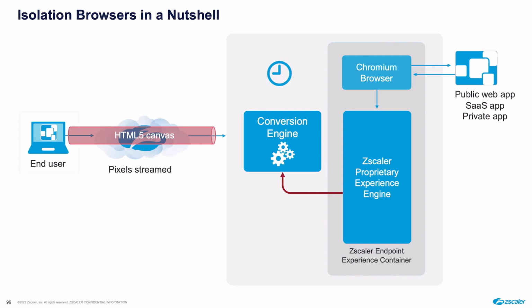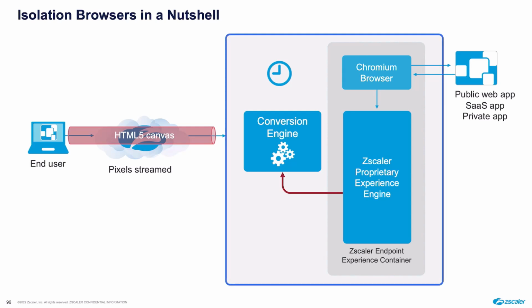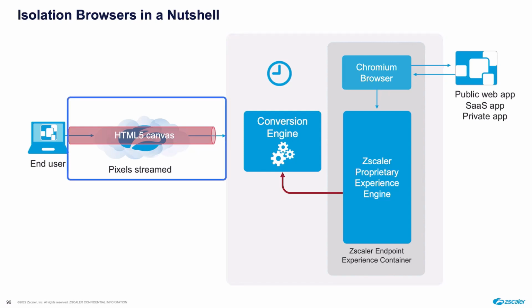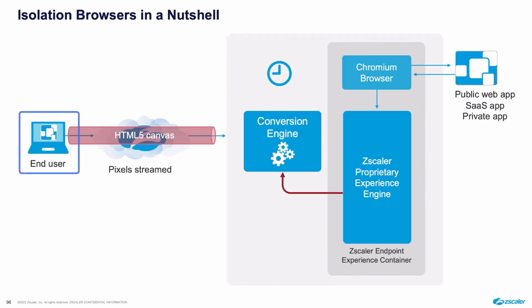If you think of the end user, as soon as they try to go to a website, there's an isolated containerized environment where we are running a Chromium browser. We essentially run the website there. We run our own proprietary experience engine. We do a conversion, and we essentially deliver a stream of pixels back to the end user, thereby eliminating any malicious active content kind of attacks on this web page.